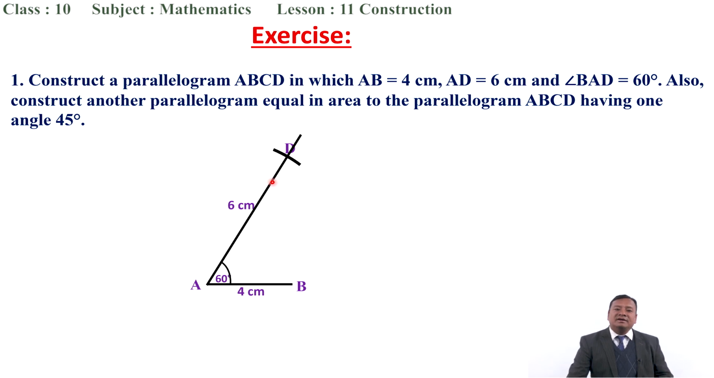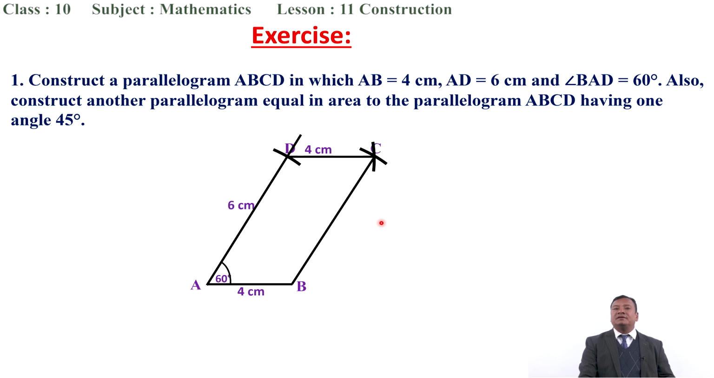And we know that opposite sides of a parallelogram are equal, so from the point D we have to cut 4 centimeter, right, and then from the point B again we have to cut 6 centimeter, because opposite sides of the parallelogram are equal. Then you will get parallelogram ABCD, right?